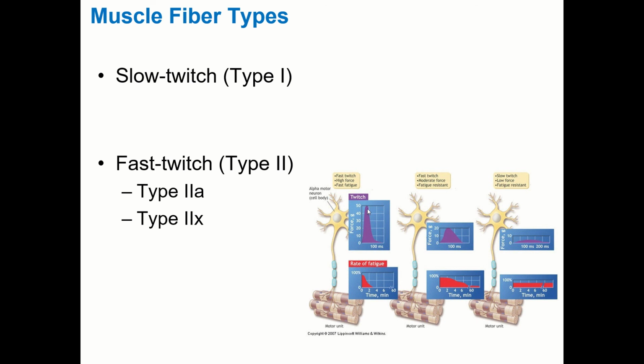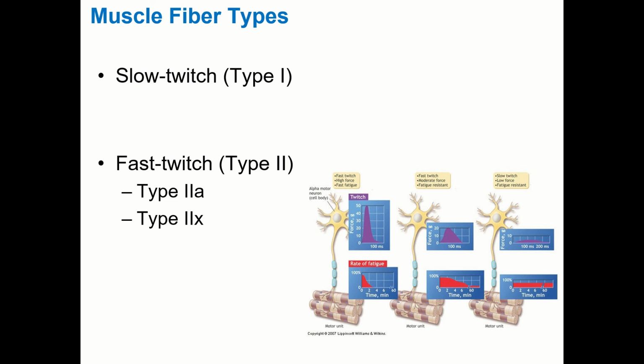So the type 2X fiber generates 10 times as much force as a type 1 fiber, and it does it in less than half the time. So that's where the twitch comes in. The type 2X is going to generate maximal force really, really quickly, again in less than half the time of your type 1 or slow twitch fibers.